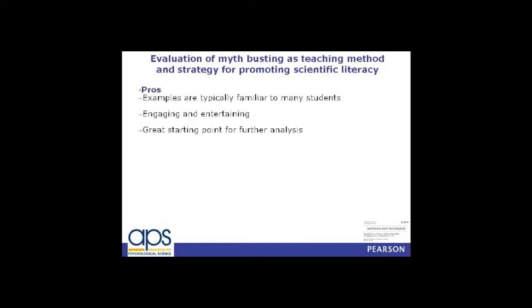I want to just explore these for a moment here. The pros: the examples that we give are typically familiar to many students. They'll have an opinion on them generally. You got to kind of sometimes tease it out of them, but they have an opinion on it. The examples can be very engaging and entertaining, but they also do contain some pretty serious subject matter. And they're also a great starting point for further analysis. And that's an important thing, is once you've told a student, okay, you use more than 10% of your brain, it's really only effective if they're told why that's not true, and that's kind of reinforced.